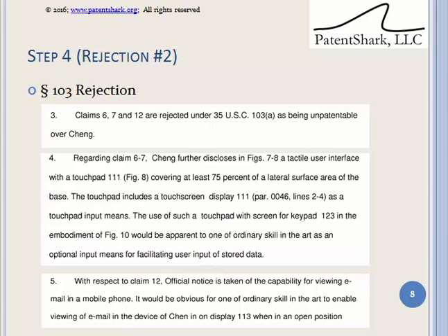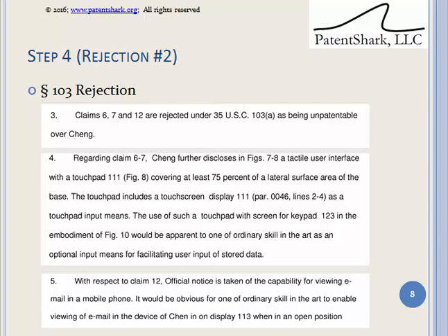Let's briefly discuss the second rejection applied by the examiner. As noted, this is also a 103 rejection, which is an obviousness rejection. Claims 6, 7, and 12 were rejected under 103 as being unpatentable over Cheng. Thus, the examiner used only one reference to teach all of the elements presented by the claims. Note that all these claims are dependent claims.